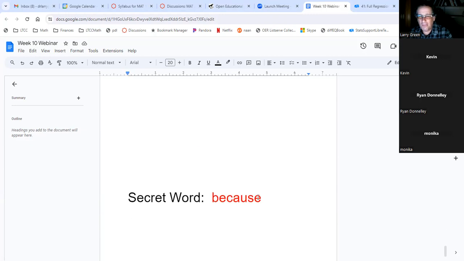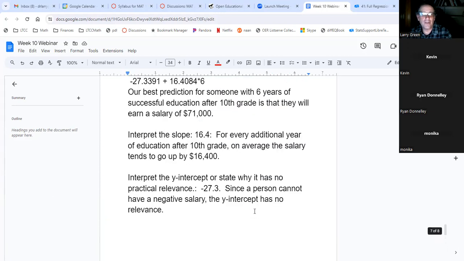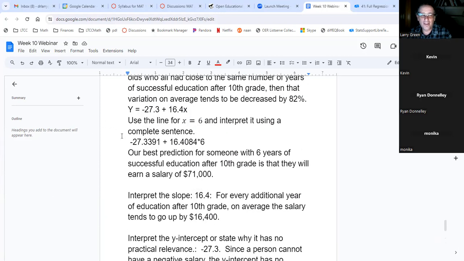Okay, the secret word, by the way, I'm going to say a little more after this, is because. The value of the salary would go down due to inflation. But remember, the y-intercept means at 0, your salary is negative 24,000 or whatever it was. Negative 27,000. Does that make sense? It's not how much it goes down.